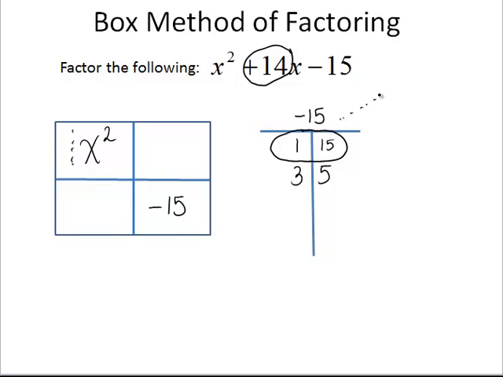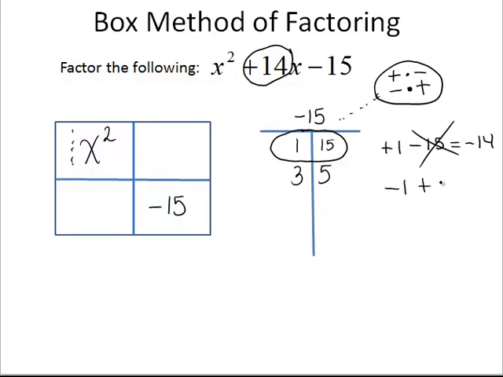So now let's think about our signs for a minute. So here are my signs. The only way to get a negative 15 is if I had a positive times a negative, or a negative times a positive. So let's look at the possible combinations here. We could have a plus 1 and a minus 15. Well, that would give us negative 14. Well, that doesn't work since we needed a positive 14. Suppose then we had a minus 1 plus 15. Well, that works because that does give us 14, and that's what we were looking for. So let's fill that in here.